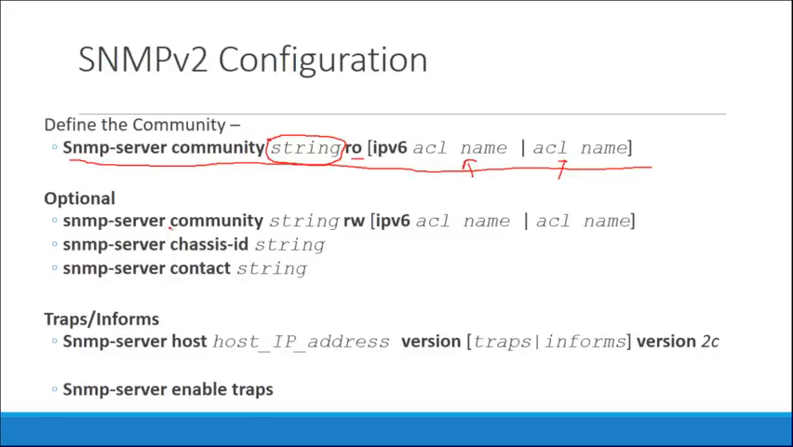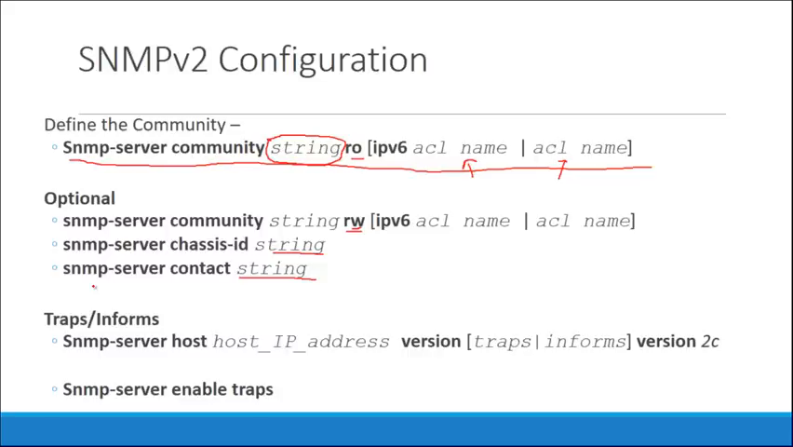And then we have some optional configurations. Read-write, so the same thing, community string, but we can optionally do read-write, not required. We can specify the server chassis ID, and we can specify who to contact. So SNMP server chassis ID, and then the string identifying the chassis, SNMP server contact, and who to contact. And then lastly, we can do traps or informs. This is under optional. Also, I wanted to separate it out because of the different kind of configuration.